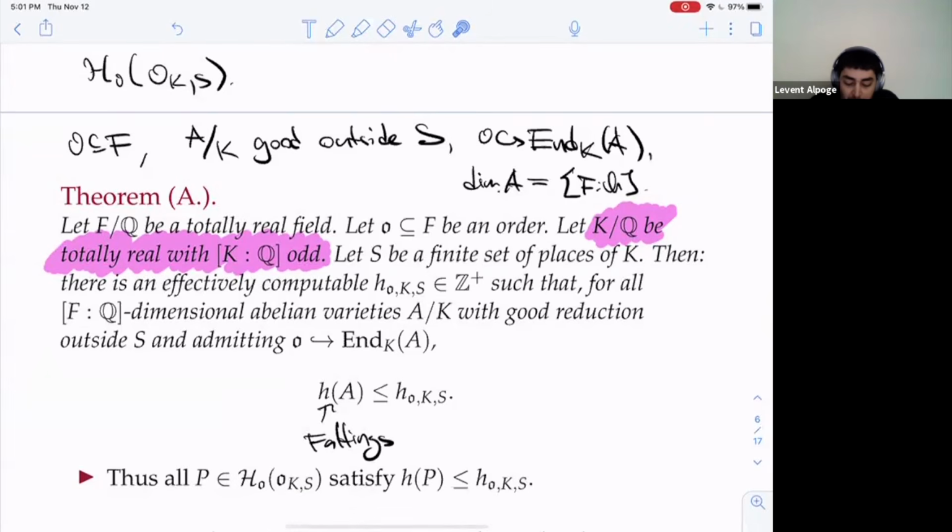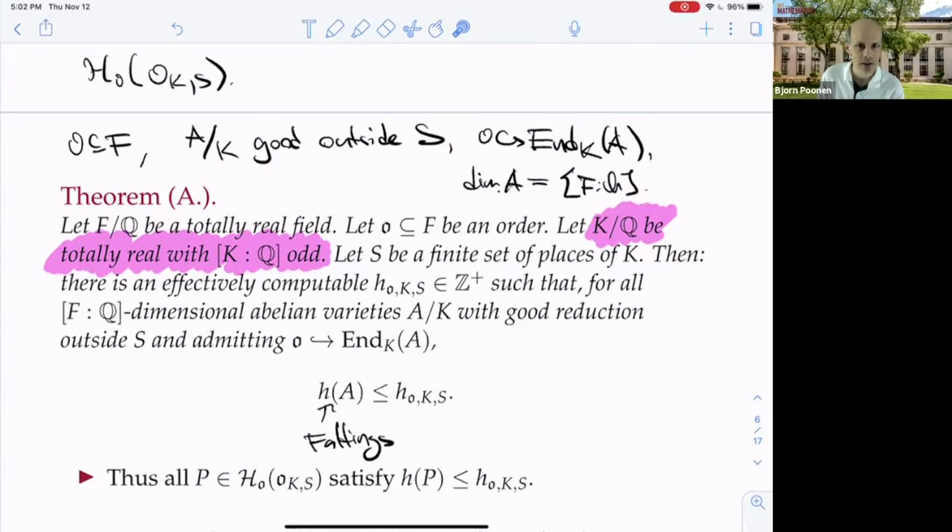Let's say F is Q, so O is Z. So the dimension of A, because F is Q, is 1. So we're talking about elliptic curves, and this is no condition. We're just talking about elliptic curves over K with bounded conductor. That's equivalent to saying they have good reduction outside an explicit finite set. That is a problem solved by Baker. Yeah, I think maybe Shafarevich.